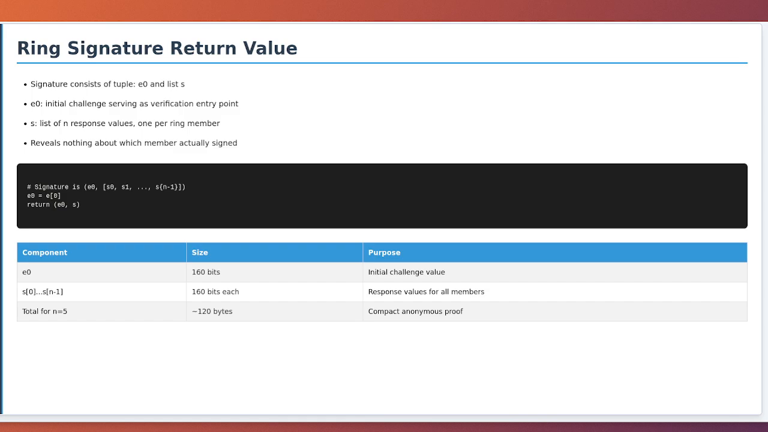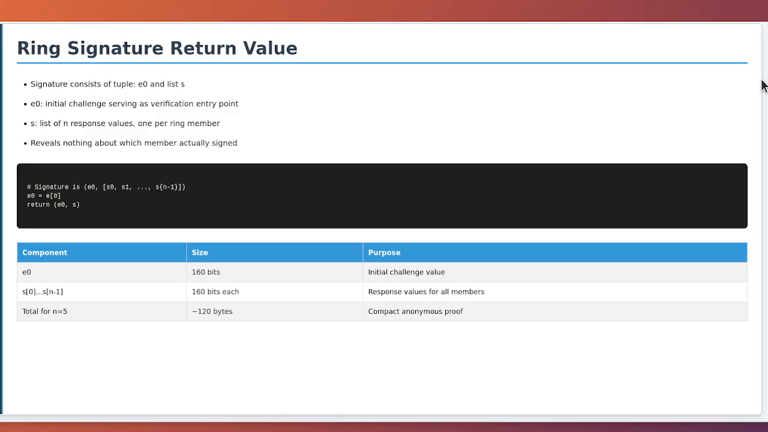Each response is an integer modulo q, and there is one response for each public key in the ring. These responses are what the verifier will use in the verification equations, together with the public keys, to compute the intermediate z values that drive the hash chain forward. The signature is returned as a tuple containing E0 and S.